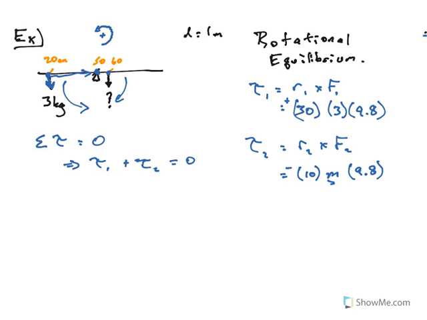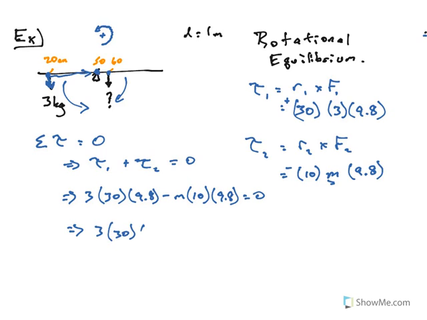Now that I know my torques, I just put them into my equation. I have 3 times 30 times 9.8 minus m times 10 times 9.8 equals 0. I want to solve this for m, so I bring it to the other side. I get 3 times 30 times 9.8 equals 98m. Divide by 98, and we get m equals 9.